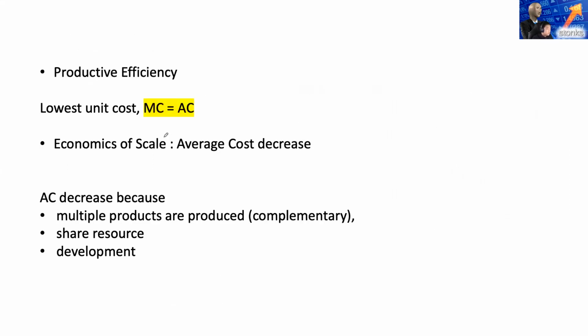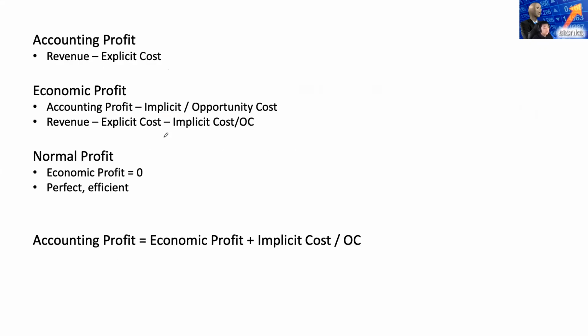And we're going to talk about productive efficiency, which is MC equals AC. We're not going to talk much about this because in later units we're going to talk more, since it's going to be more applicable to the things we're doing later. We're going to talk about the different types of profit.